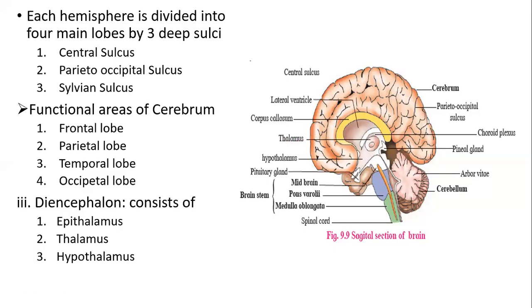Then parieto-occipital sulcus separates the parietal and occipital lobe. दोन याच्यामध्ये डिव्हिजन होतं, त्याचं सेपरेशन होत असतं. आणि लॅटरल जो आहे सिल्वियन सल्सस, it separates the temporal lobe, म्हणजे कानाच्या बाजूचं लॅटरल साइडचं, from the frontal and parietal lobe, असं त्याचं सेपरेशन होत असतं. These 3 sulci are not complete. The lobes are not clearly separated from each other.